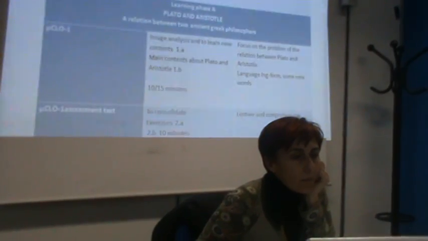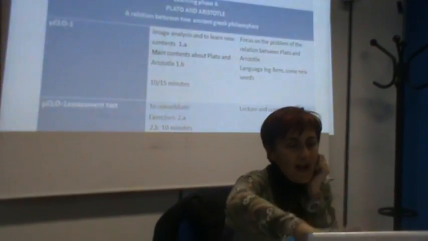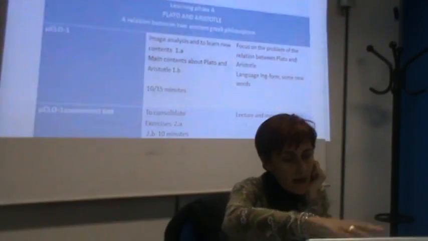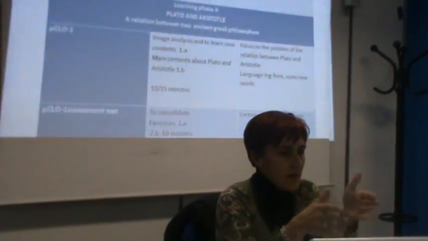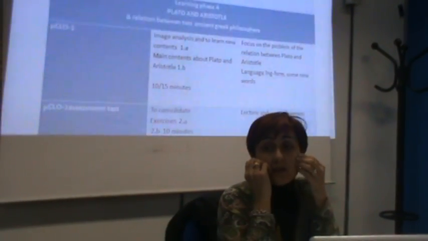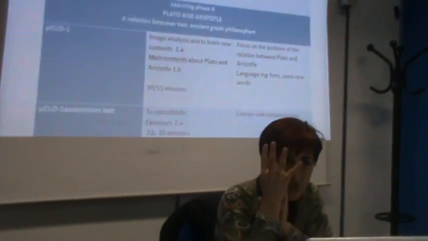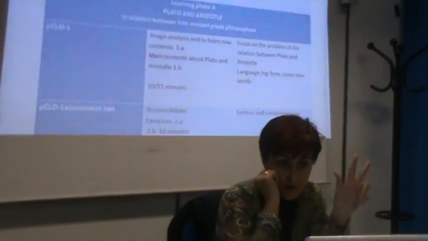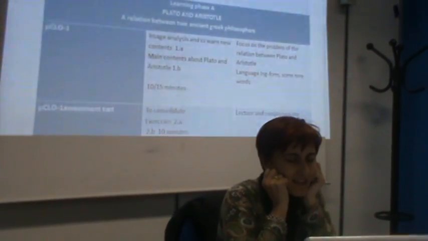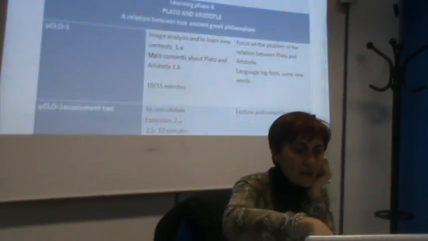My CLIL plan is divided in three parts: an introduction, learning phase A and phase B. The age of learning: in my class, we are very lucky, we have students with B1 and B2. The third class of Scientific Liceo, Liceo Scientifico Pitagora, Rende. The subject is Plato and Aristotle.